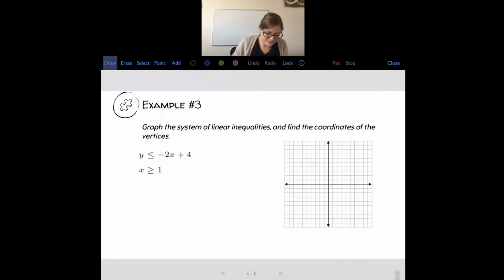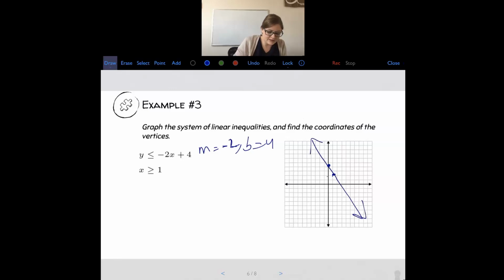Okay, graph the system of linear inequalities and find the coordinates of the vertices. Again, I'm going to graph each one, and then I'm going to shade, and then we'll talk about what it means to find the coordinates of the vertices. So y less than or equal to -2x plus 4, m is -2, b is 4, so we go 1, 2, 3, 4, down 2 over 1, and this is a solid line.